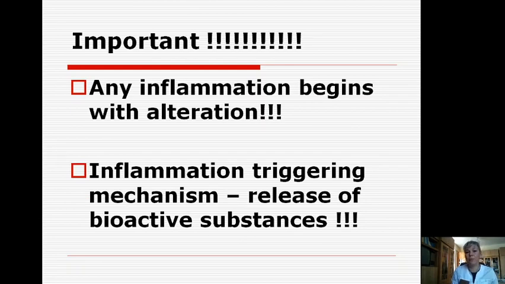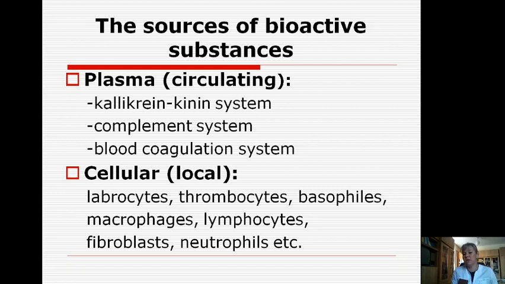Please remember important information. Any inflammation begins with alteration. Inflammation triggering mechanism, release of bioactive substances. Which bioactive substances you must know? First, plasma or circulating bioactive substances, for example kallikrein-kinin system, complement system, blood coagulation system, and cellular bioactive substances, substances of labrocytes, thrombocytes, basophils, macrophages, lymphocytes, fibroblasts, and neutrophils, etc.